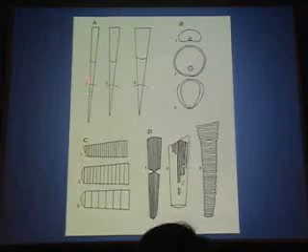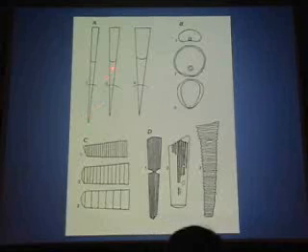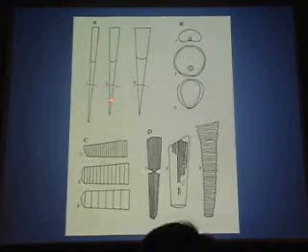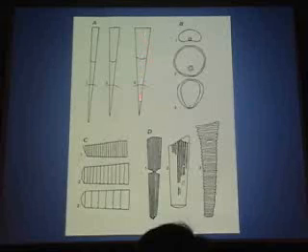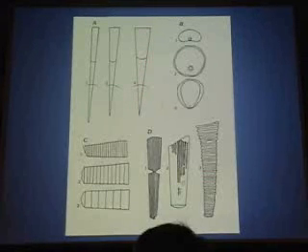You have these very gracile, slender, gradually expanding forms where this angle is less than 5 or 6 degrees. You have these moderately expanding forms where this angle's between 6 and 8 degrees. And then you have these rapidly expanding forms where this angle is more than 9 degrees. So these are all cones, but the shape of the cone is different depending upon this angle here.